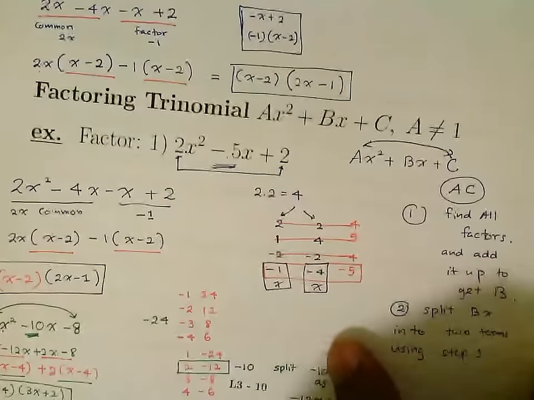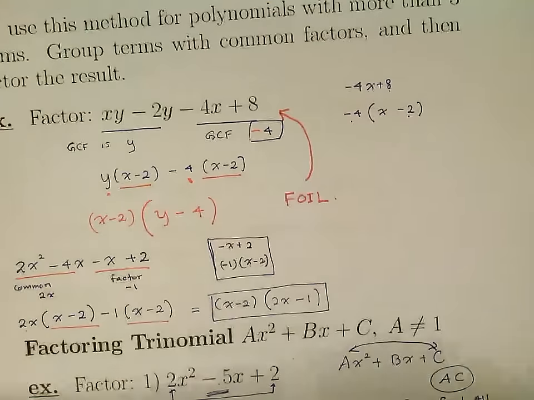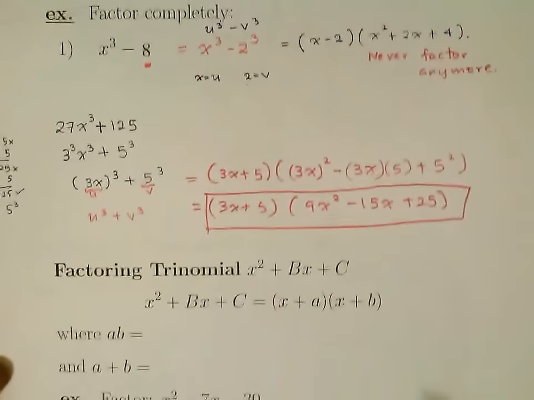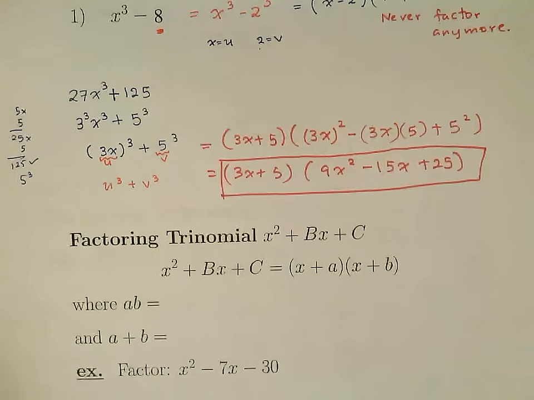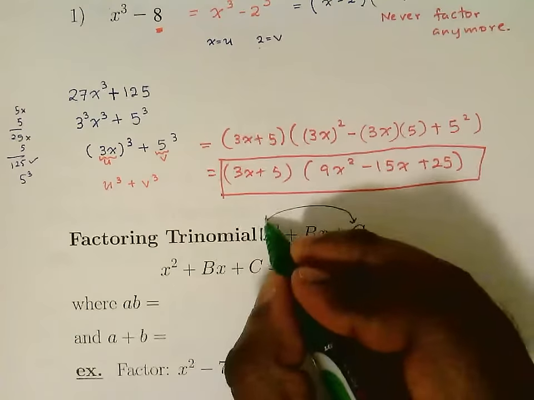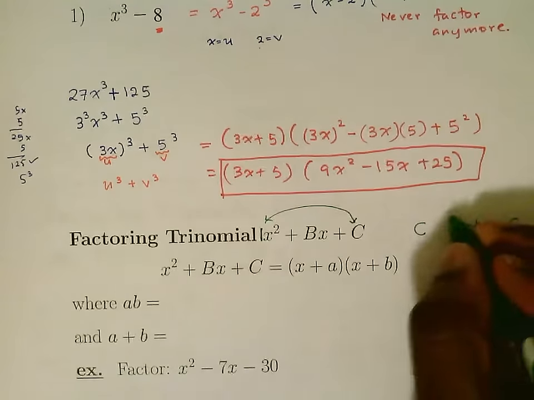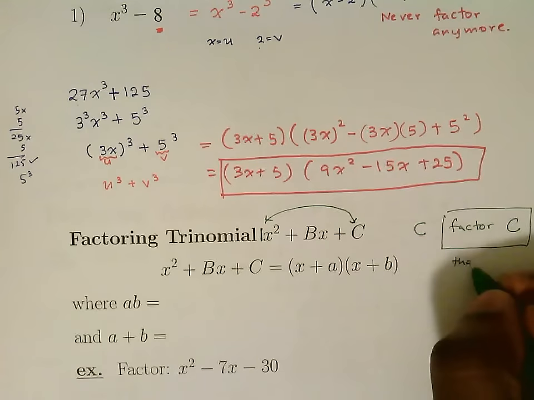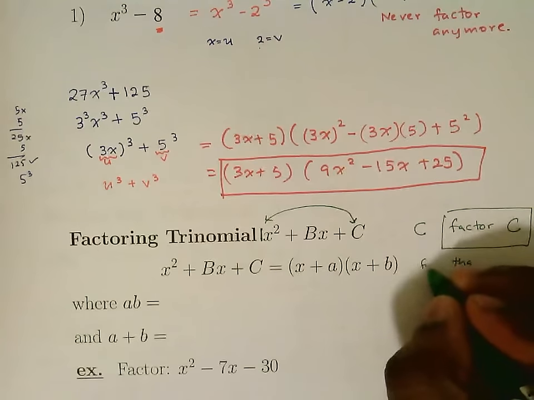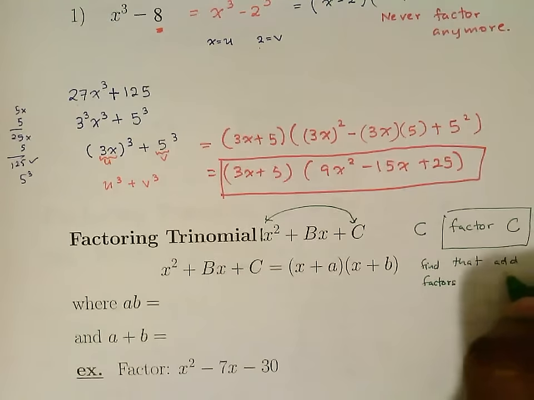All right, so the last thing I want to go over is factoring the trinomial when you have x squared plus bx plus c. It's the same thing except you have 1 here. So you will multiply 1 times c instead of a times c. So that would be just c. So factor c, and find factors that add up to b.